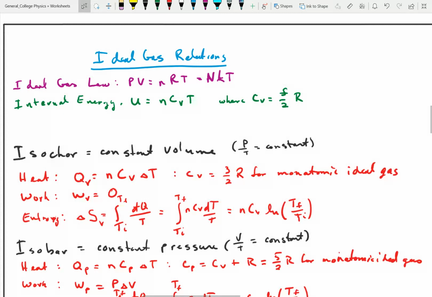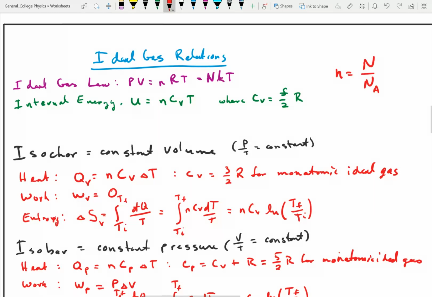The ideal gas law is PV equals nRT equals capital N kT. Remember that lowercase n, the number of moles, is equal to capital N, the number of molecules, divided by N sub A, which is Avogadro's number. For an ideal gas, and you need to know what an ideal gas is, that equation is true. Also, for an ideal gas, the internal energy is n CV T, where n is the number of moles.